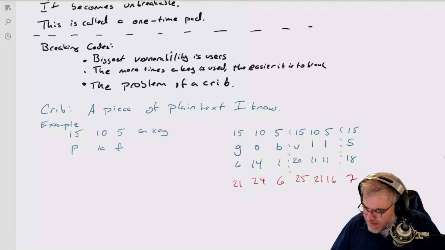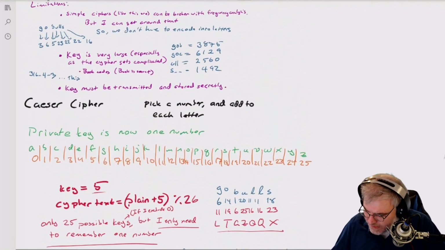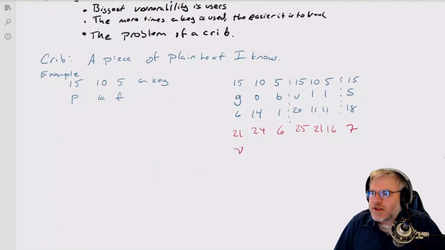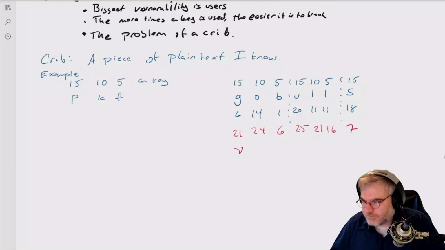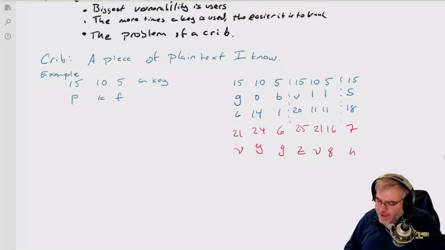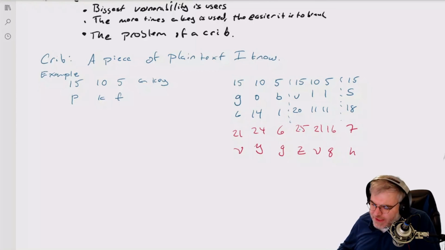And then, so this is my cipher numbers, and then my ciphertext would be then V, Y, G, Z, V, Q, H. Okay.